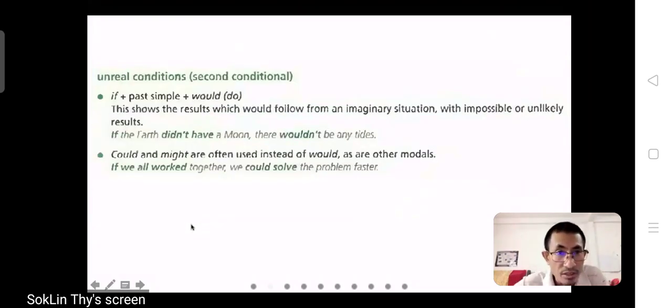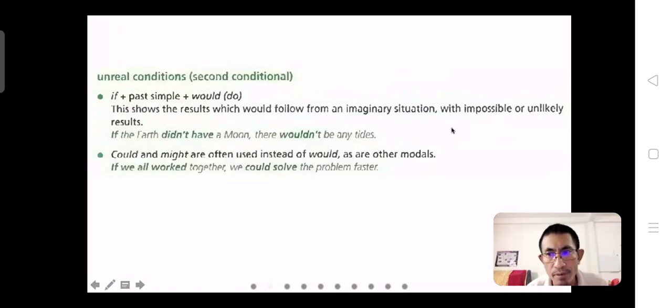Another conditional we call unreal conditions, or second conditional. Second conditional we use for the unreal present time, so they show the result which would follow from an imaginary situation. See, imaginary situation with impossible or unlikely results.